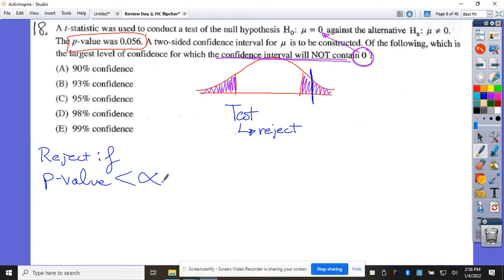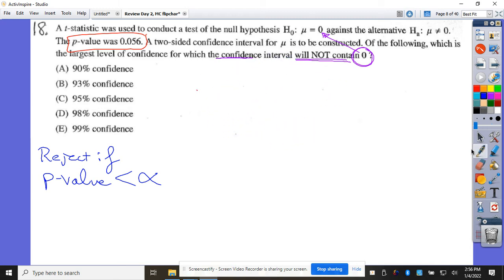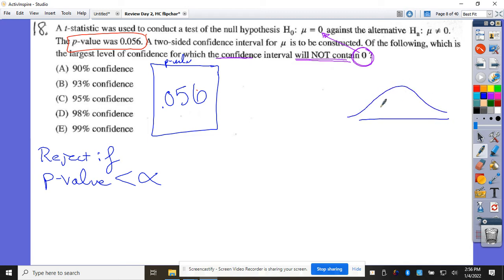Now I've got to erase what I put up here because I'm in my way. Alright, so our p-value is 0.056 for all of these. A 90% confidence would be between here and here being 90. So what would that leave as my alpha? 0.1.